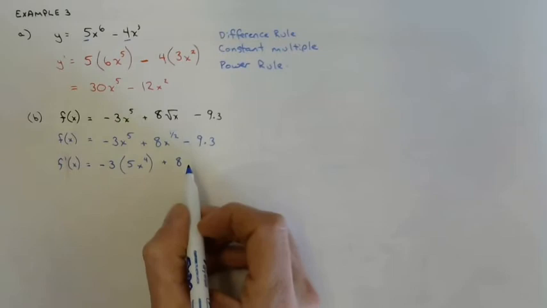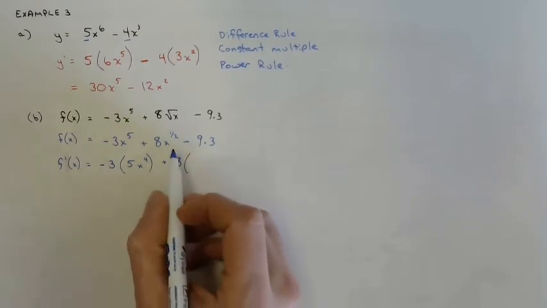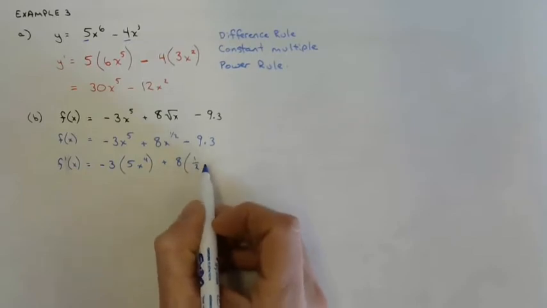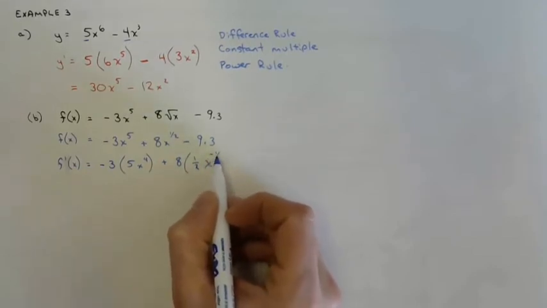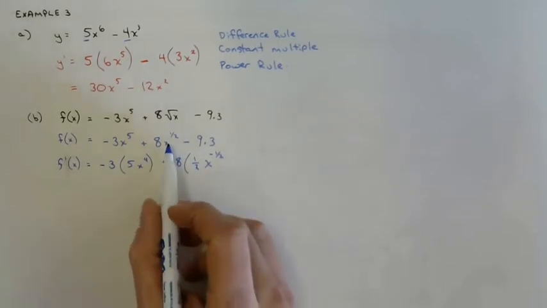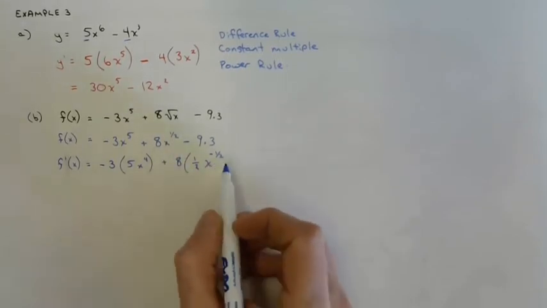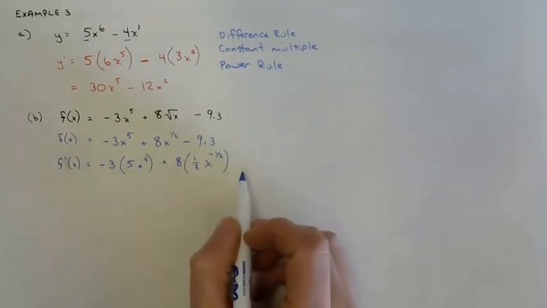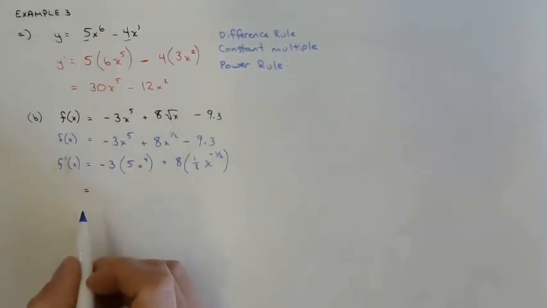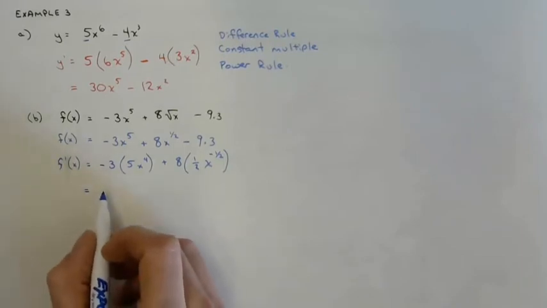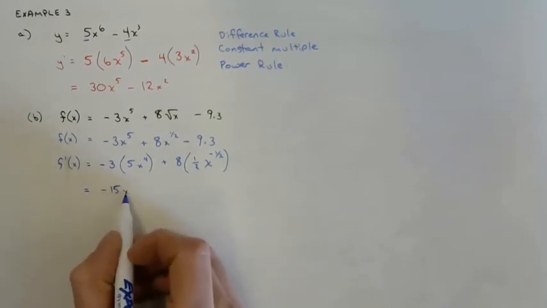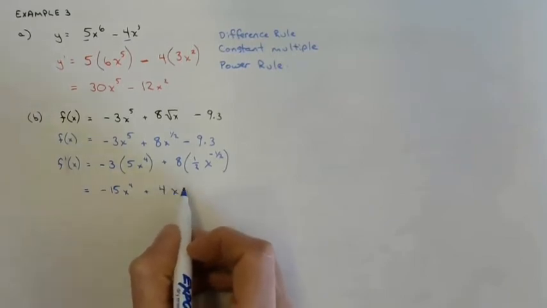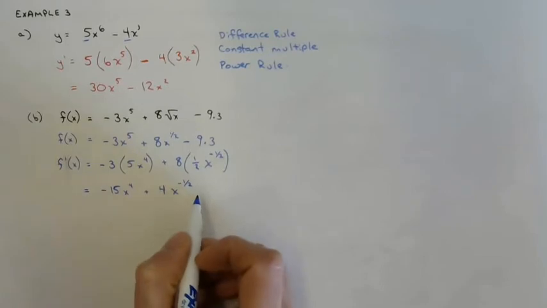Next term, we have a positive 8. The derivative of x to the power of 1/2 is 1/2 times x to the power of negative 1/2. Okay, the exponent goes down by 1 from 1/2 to negative 1/2. Close that off, and the constant, the derivative of that is 0. From here we can simplify. We've got negative 15 times x to the power of 4 plus 4 times x to the power of negative 1/2.